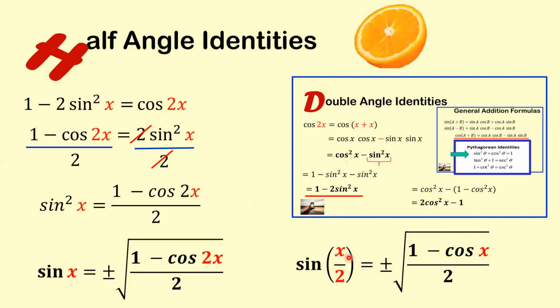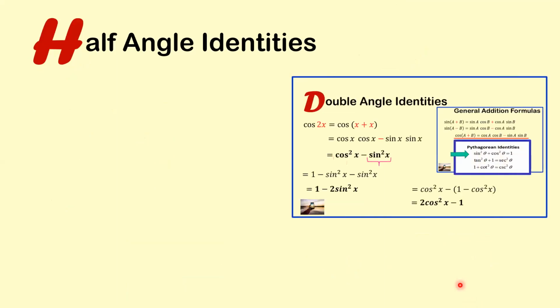Pag ginawa mo tong 8k, this is 16k. Pag ginawa mo tong 3h, this is 6h. Just like that. Okay? Now, paano yung sa cosine? Using this identity, equal to cosine 2x.